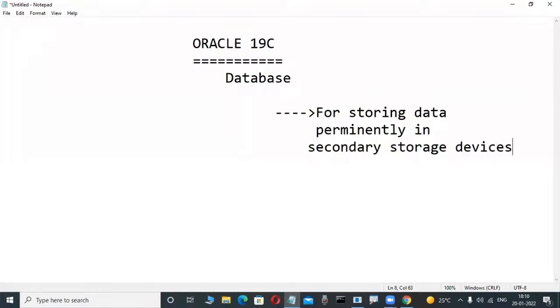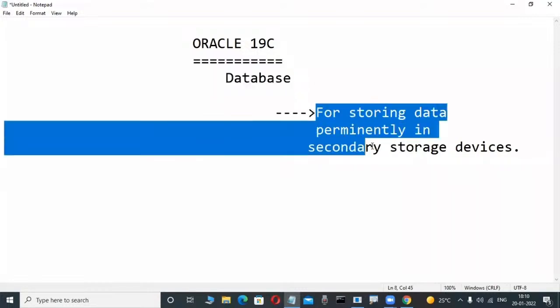Permanent. Suppose today we are storing data, after 5 years, 10 years, 20 years, 100 years, your data is still available. We are using it. That's why Oracle is a product from Oracle Corporation, with some version number. This is a database product, one of the popular databases. But what is the purpose of that? For storing data permanently in secondary storage devices.